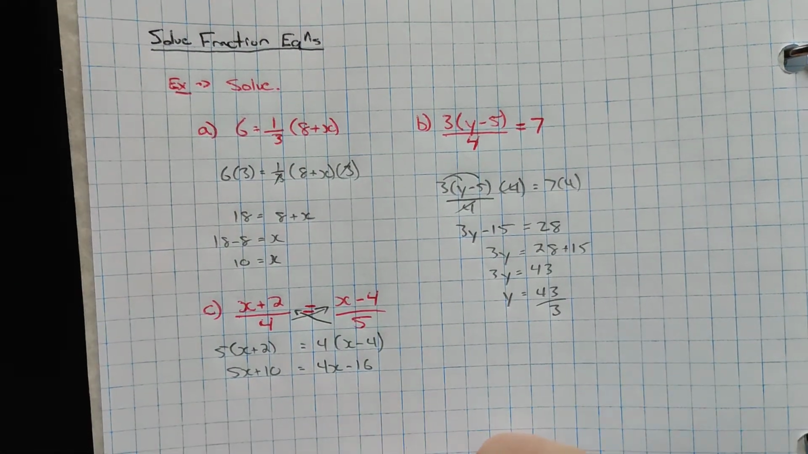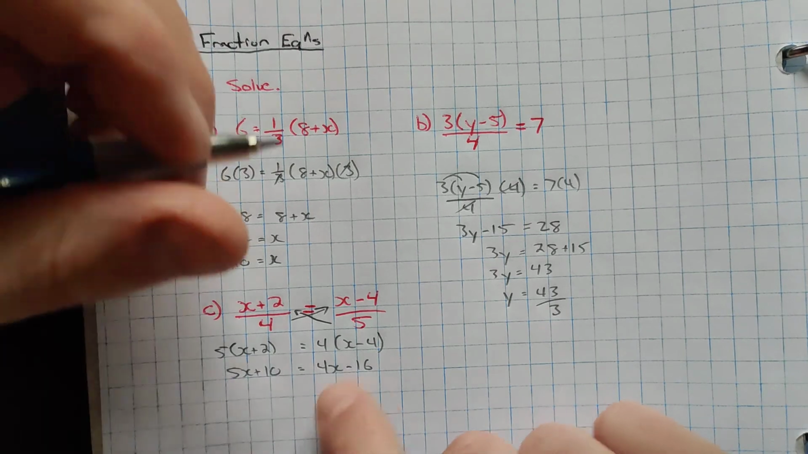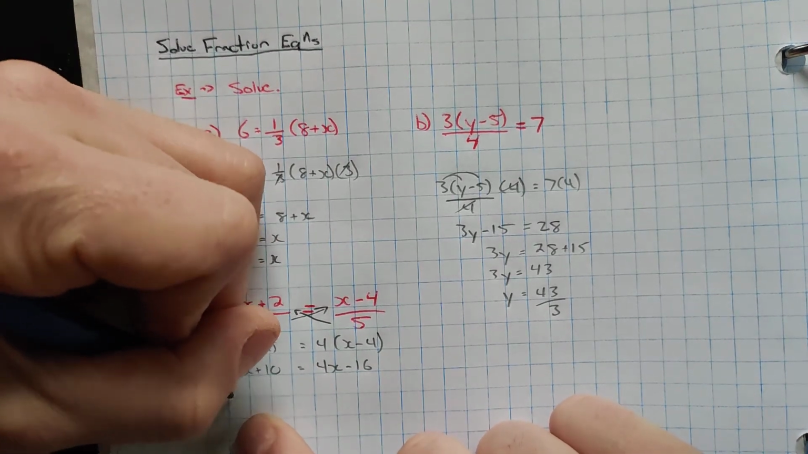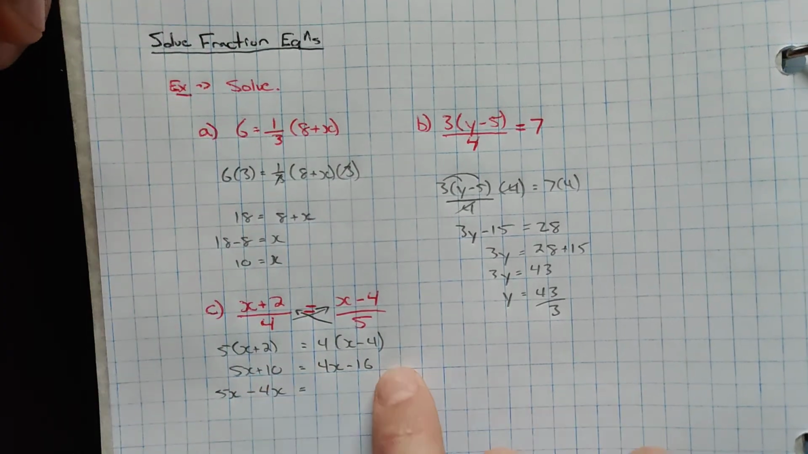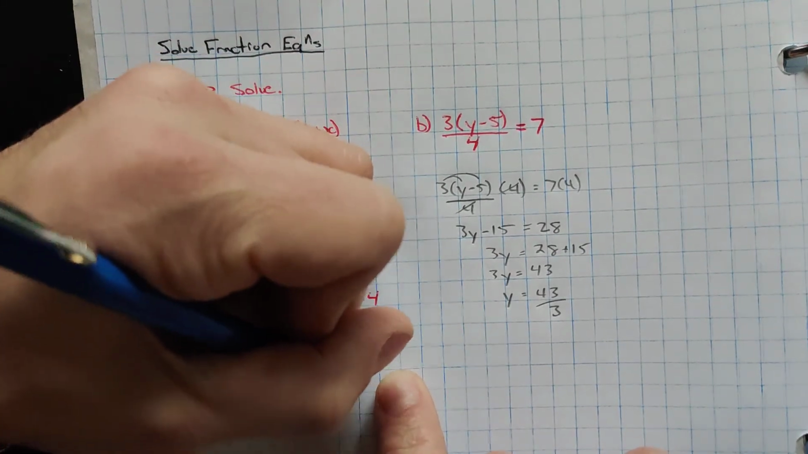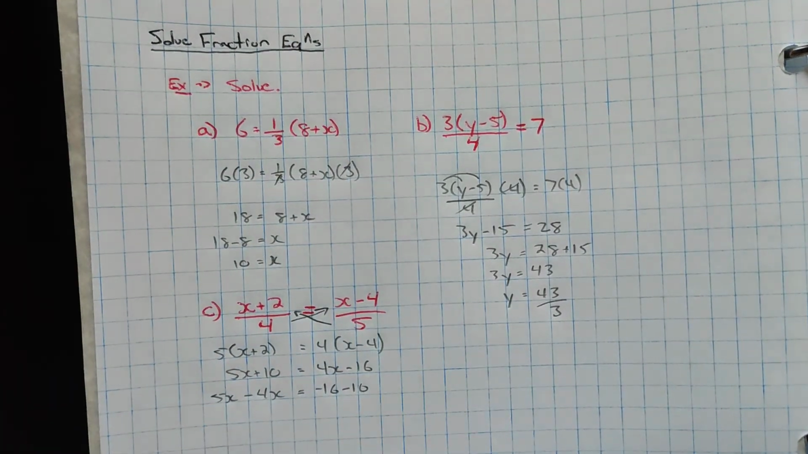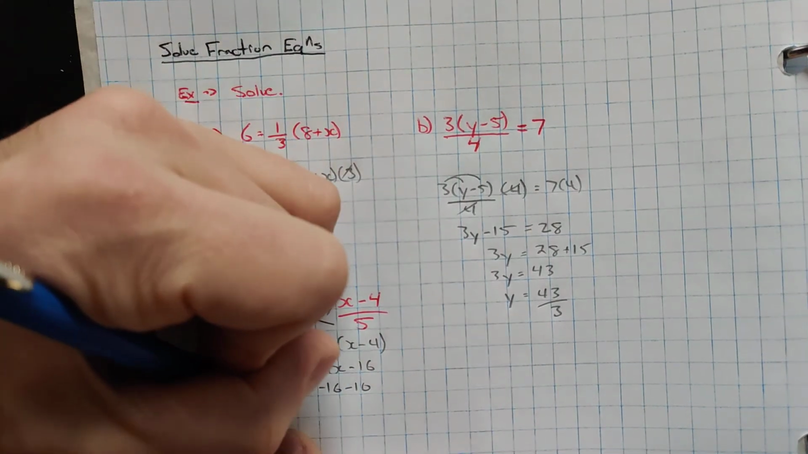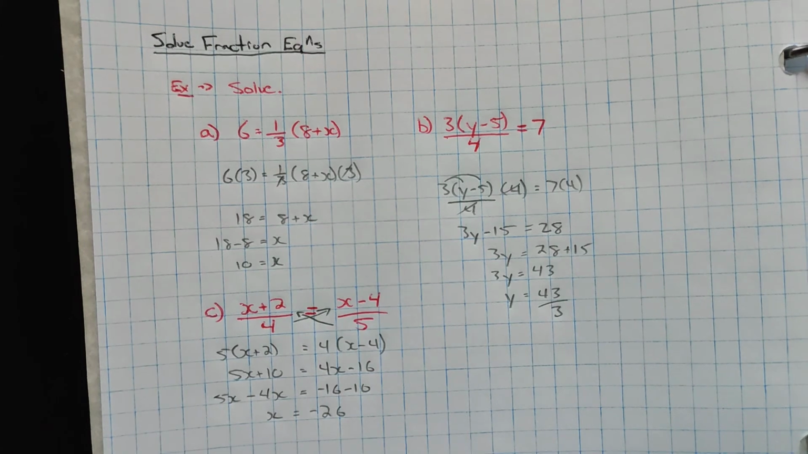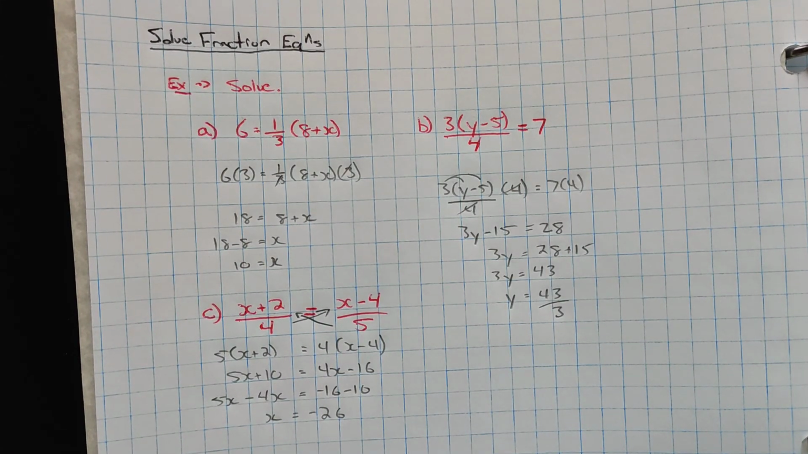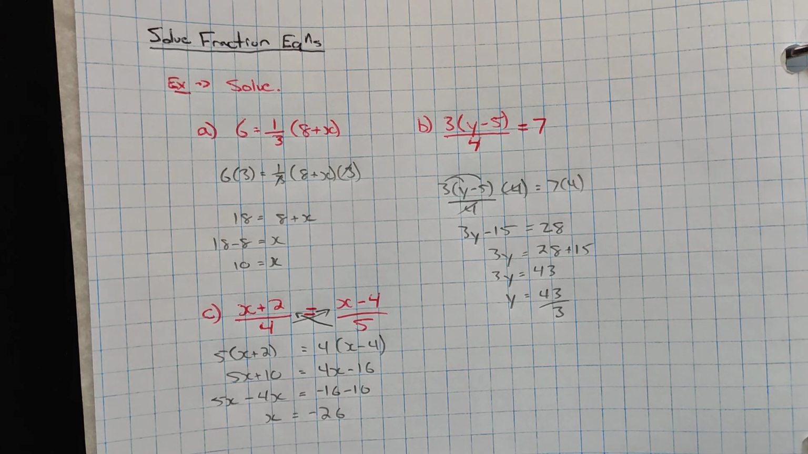I'm going to get the x's over to one side, numbers over to the other. So this is going to be a subtract 4, 5x minus 4x on that side. Move the 10 over, negative 16 minus 10 on that side. We're left with x equals negative 26 as a result. So there you have it, solving a wide variety of equations: one step, two step, multi-step, and solving equations with fractions.